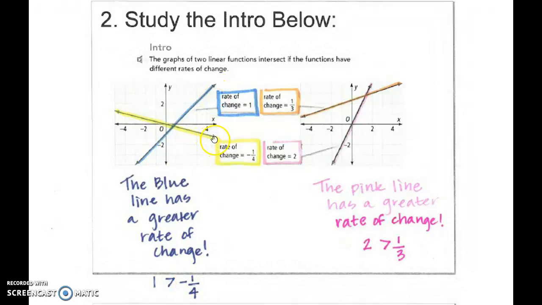Besides, the yellow line is totally negative. Over here for the pink and orange lines, the pink line has a greater rate of change because it has a slope of 2. The orange line is a little bit flatter because it has a slope of 1/3. Therefore, pink is greater because 2 is greater than 1/3. So as you're starting to pick up on, hopefully, the bigger the number, the higher the rate of change.